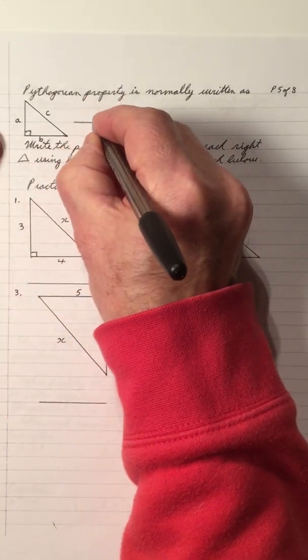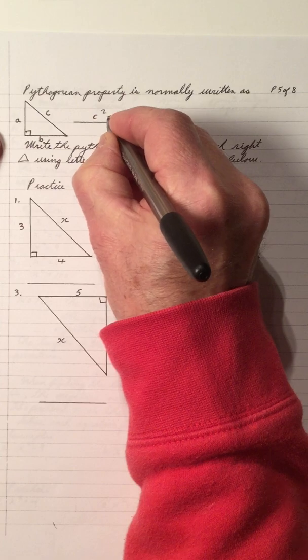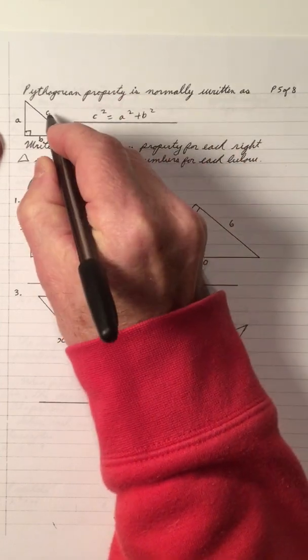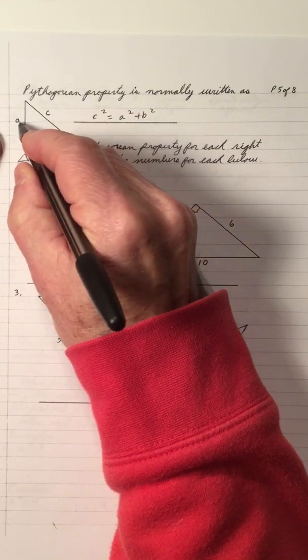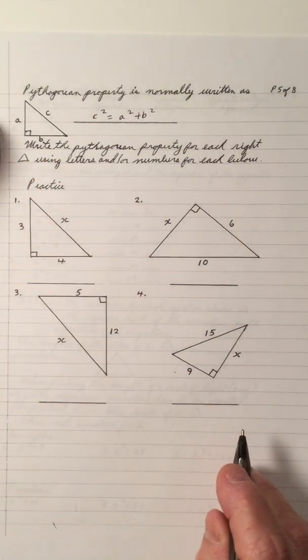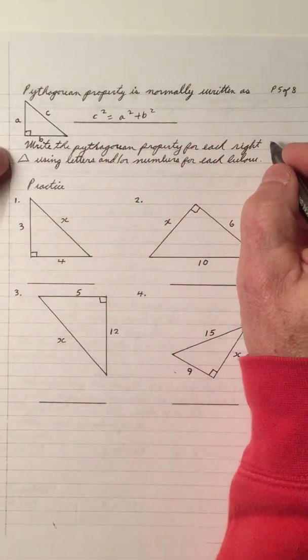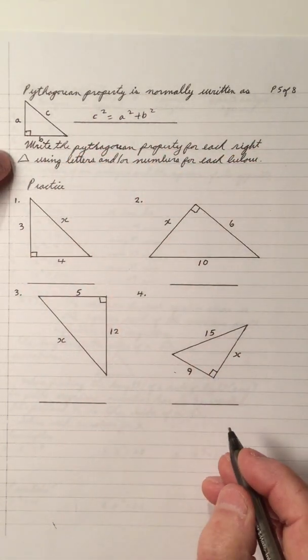The Pythagorean property is normally written as, again, I have the same triangle as just then. C is the hypotenuse, so C is squared. A and B are the two legs. So opposite the right angle is the hypotenuse. A and B are the legs that make up the right angle. Again, write the Pythagorean property for each triangle below using letters and numbers.